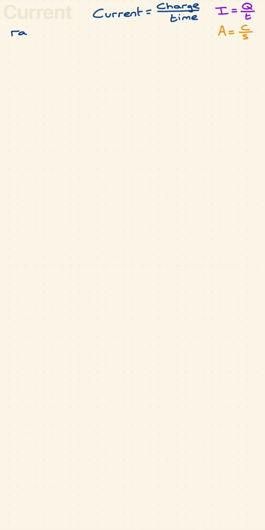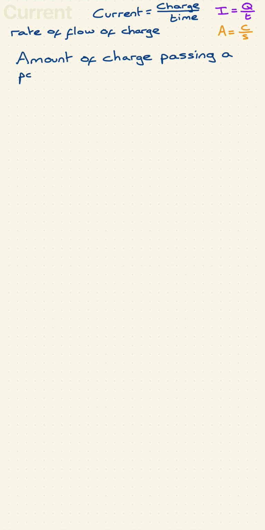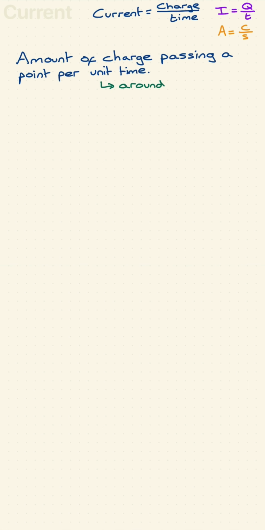So, current is the rate of flow of charge around the circuit, or in better words, current is the amount of charge passing a point per unit time. This could be happening in liquids, like in electrolysis in chemistry, but in physics we'll almost always be talking about current moving around a circuit.